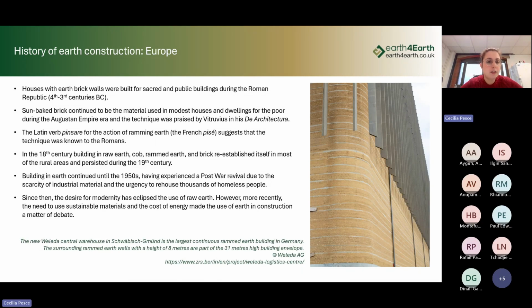And in the Middle Ages, this technique was a bit left aside. It wasn't used very much. There was a resurgence in the 18th and 19th century. And then, interestingly, in post-war times, in the 1950s in Europe, raw earth was used more for buildings because of the urgency to house thousands of homeless people, and also because there was a scarcity of materials. And since then, unfortunately, this technique was not so used anymore. Other techniques were preferred that felt more modern.